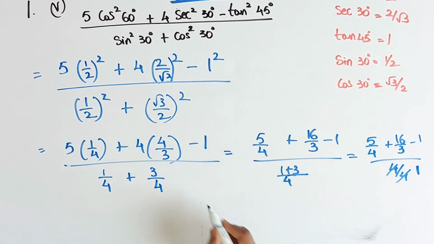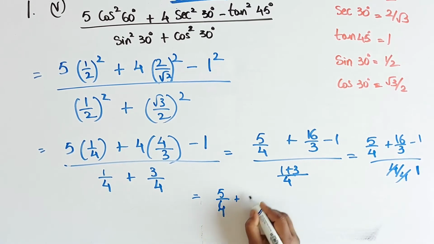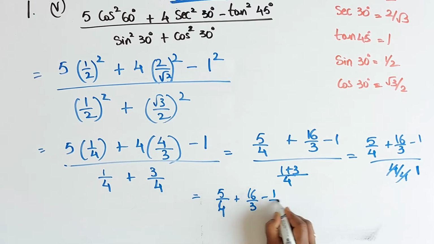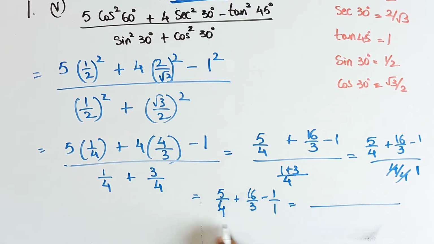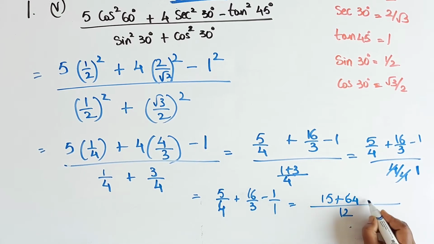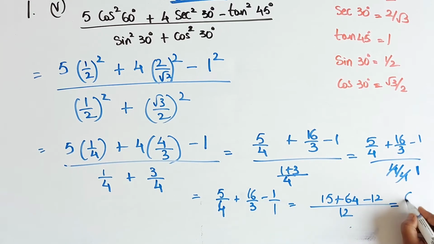Now this is equal to 5 by 4 plus 16 by 3 minus 1. Now take the LCM, 4 and 3 LCM, it is 12. 4 3s are 3 into 5, 15 plus 3 4s are 4 into 16, 64 minus 12 here. Now 15 minus 12 is 3, 3 plus 64 is 67 divided by 12. 67 by 12 is the final answer, children.